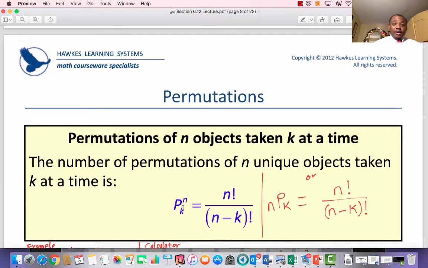And here we are. Permutations of n objects taking k of them at a time. The number of permutations of n unique objects taking k at a time is given as, I prefer this notation, nPk, which is read n permutation k. So there are n unique objects, and I'm taking k of them at a time. There could be 10 objects, and I'm taking 3 at a time. And that is defined as n factorial divided by n minus k factorial. So if it was 10 permutation 3, it will be 10 factorial divided by 7 factorial.